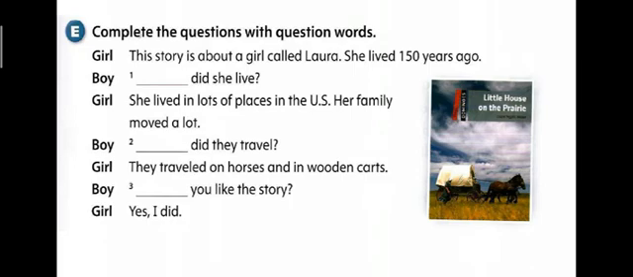Second, did they travel? Asking about the traveling, the way they travel. So how did they travel? I use how when I want to describe the way I traveled. That's correct. So how did they travel? They traveled on horses and in wooden carts.